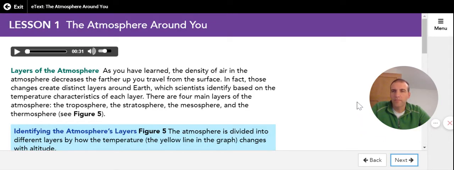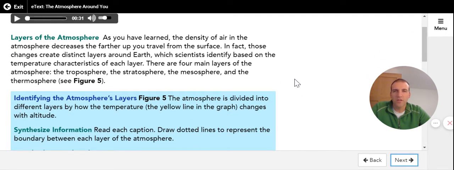On the next slide, we're going to learn about the different layers of the atmosphere. As we have learned, density of air does change as you go through the different layers. On this page, you're going to get a little bit more information about each of the four main layers of the atmosphere. They're listed here: the troposphere, the stratosphere, the mesosphere, and the thermosphere.